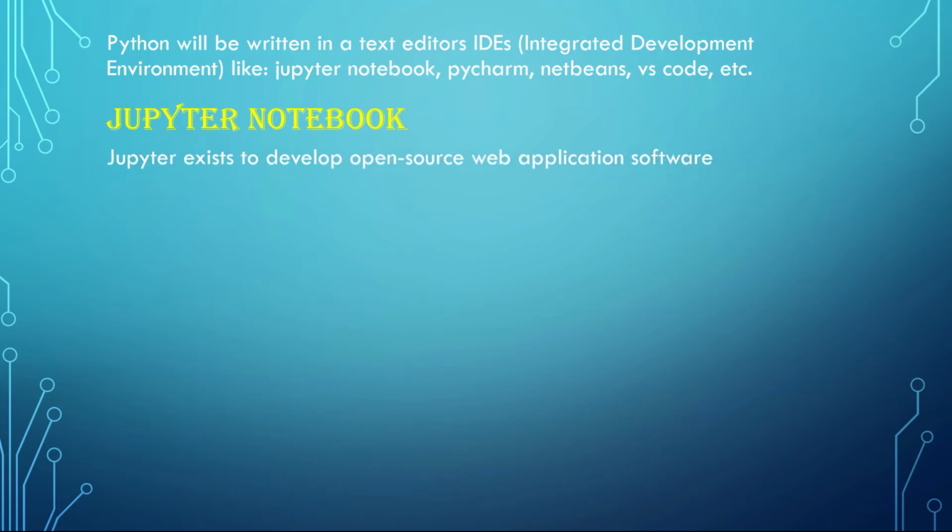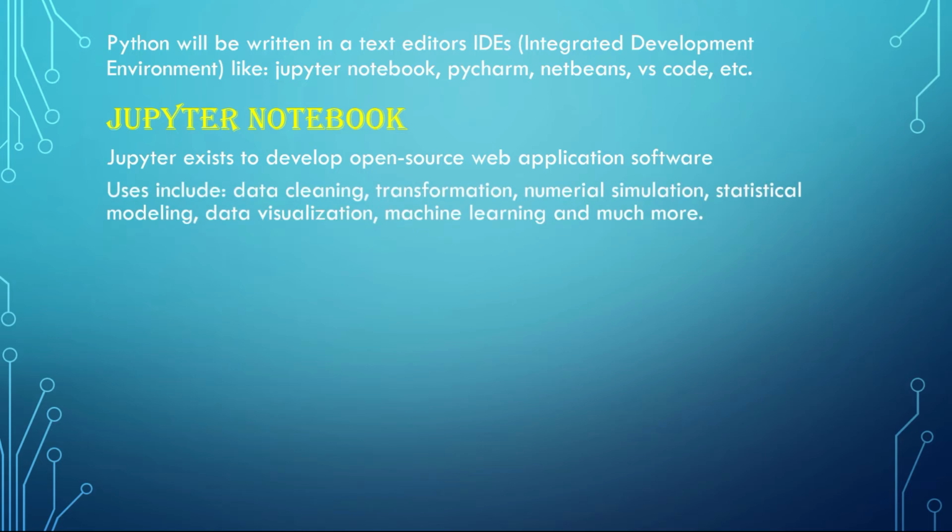Jupyter exists for developing open source and web application software. This is an open source, freely usable, comfortable and flexible tool, and it is a web application. We can open it directly in Chrome. In Python we can do data cleaning and transformation, numerical simulations, statistical models, data visualization, machine learning tools and algorithms, and more in Jupyter Notebook.